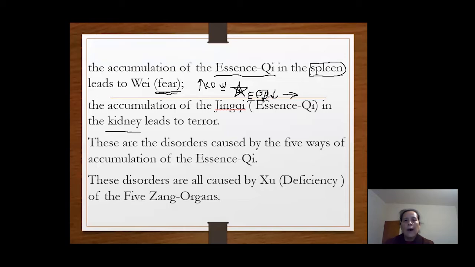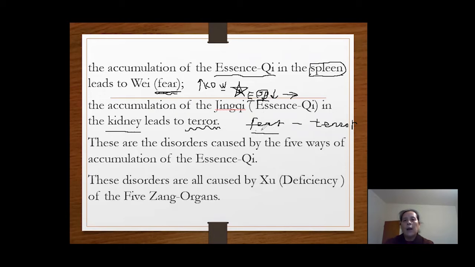And truly, that's the condition, spleen qi deficiency. If the kidney itself has some disorder, qi disorder, it's more severe. So for me, fear and terror are kind of a different degree of emotion in there.